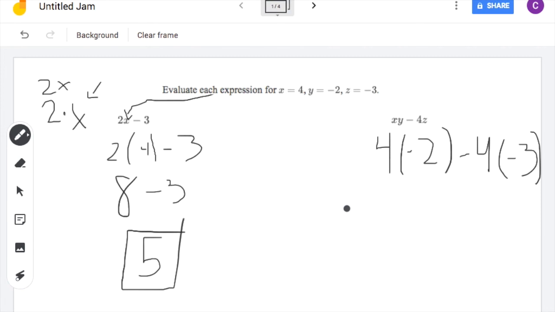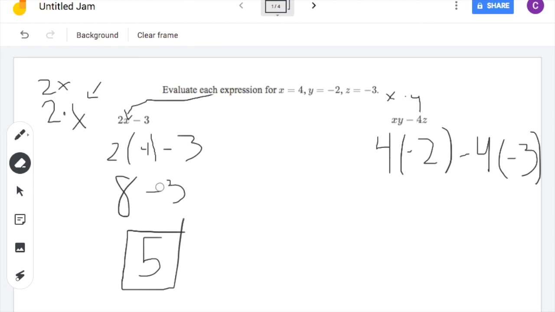Order of operations says go from right to left, and you're going to look for any exponents. There's no exponents. Is there parentheses? Yes, there's parentheses right here. So just like 2x was 2 times x, xy is x times y. So, sorry, went a little crazy with the y.